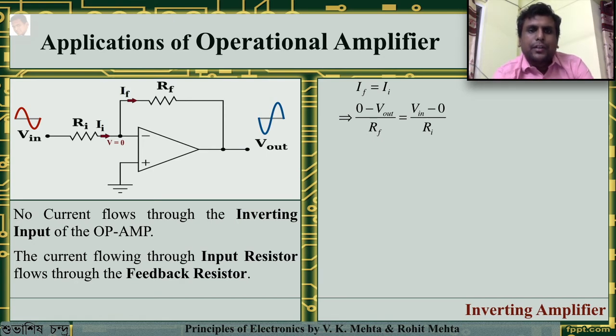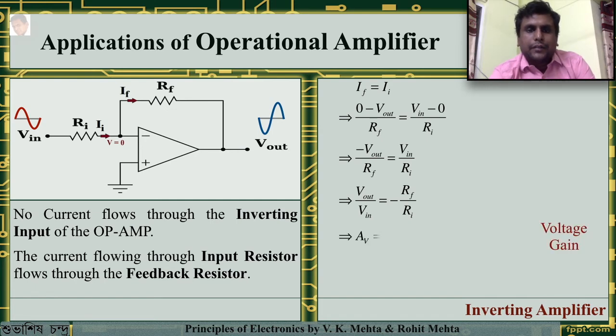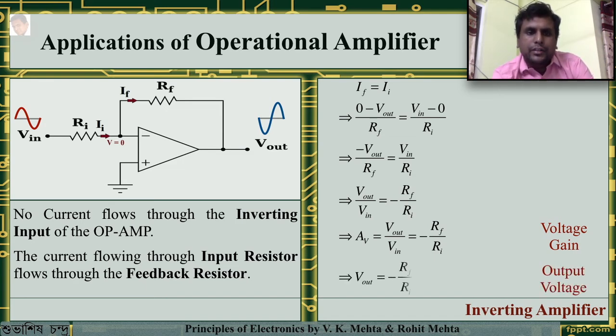So if we do further mathematics, we get this equation: V out by V in equals to minus RF by RI. This V out by V in is nothing but the voltage gain, which can be represented as AV. So AV equals to minus RF by RI. RF by RI is the magnitude of the gain, and minus sign represents inversion. So the output voltage is minus RF by RI V in.